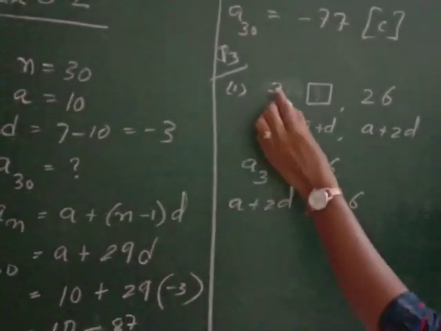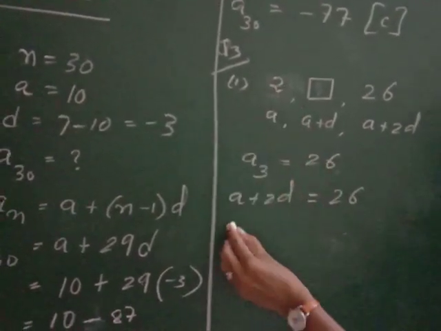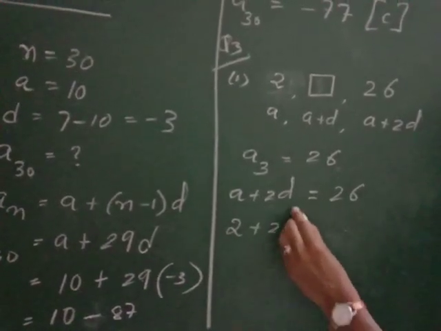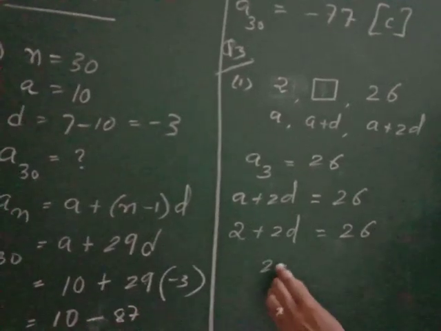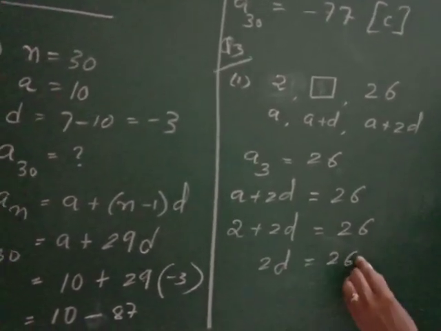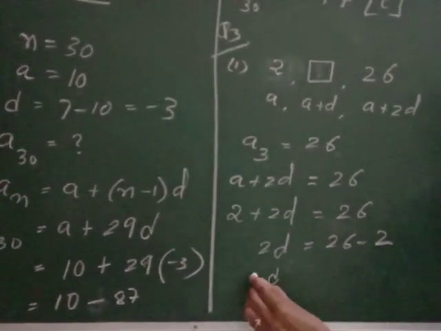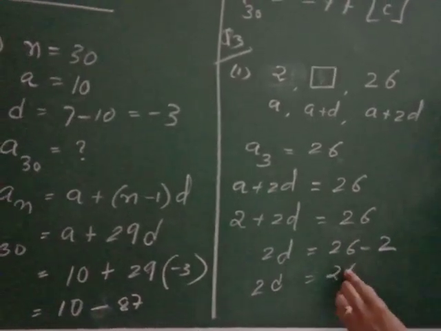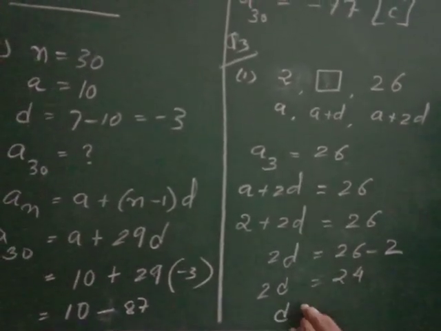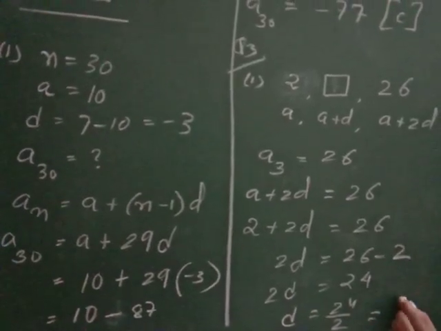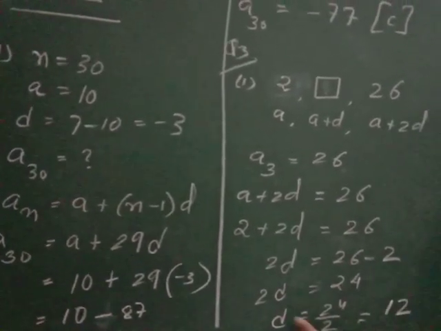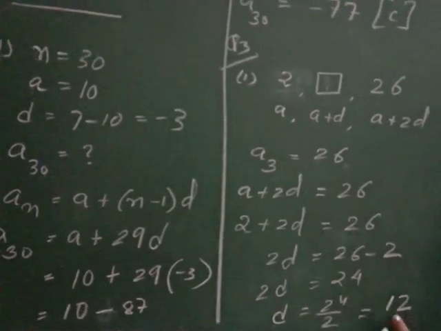Now the value of A is known to us, that is 2. So 2 plus 2D is equal to 26. This 2 comes to this side. 26 minus 2, 2D is equal to 24. D is equal to 24 by 2, which is equal to 12. So I got D is equal to 12.